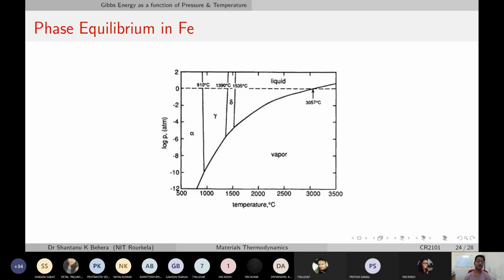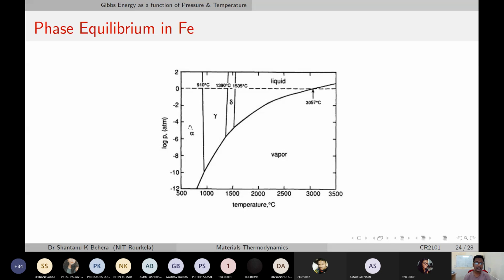Now, if you look at the transformation here, what is this? This is the alpha-gamma line. Does it look like a completely vertical line? No, sir, it's not a completely vertical line. That means there is a little bit of a change in the volume, meaning a change in the molar volume. So that sort of gives you an idea.